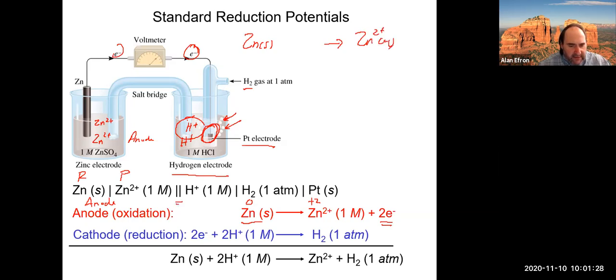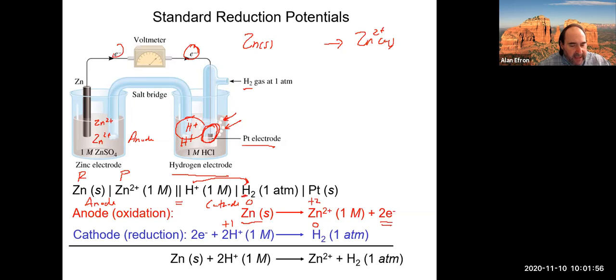Then we have our salt bridge here. And then we have our cathode side. On our cathode side is the H+ going to the H2. So the H+ going from +1 to H2, which is 0. Again, if you draw that number line heading to the left, which is being reduced and going through reduction in this particular case.